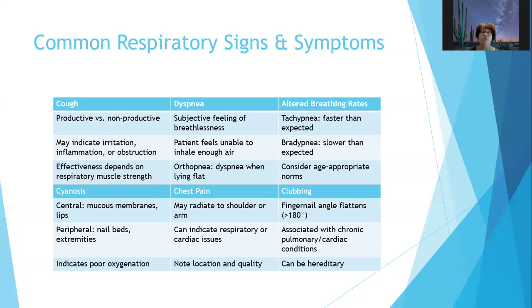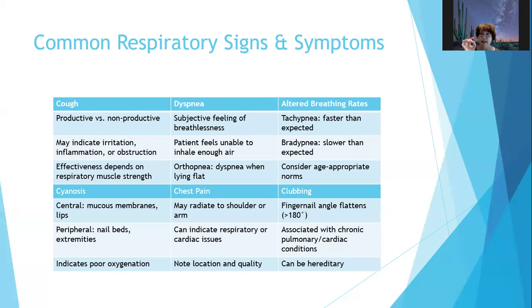And if your oxygenation is so poor that you're starting to turn blue, that's bad. So something needs to be done at this point. Chest pain can be a symptom of cardiac disorders, but it can also be a symptom of respiratory disorders. Chest pain may radiate to the arm or shoulder, and you need to take note of the location and quality. And that's a red flag right there. If somebody's having chest pain, we don't want to continue therapy with them.